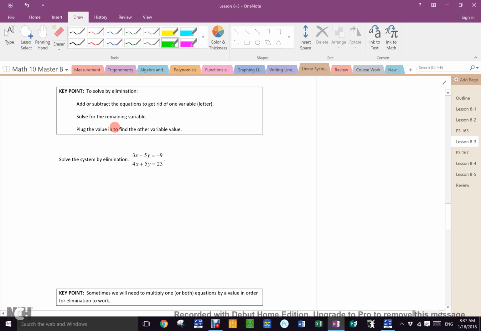This is the basic stuff. But there's one thing in there that's not written down. This is going to be our first step: add or subtract to get rid of one variable.